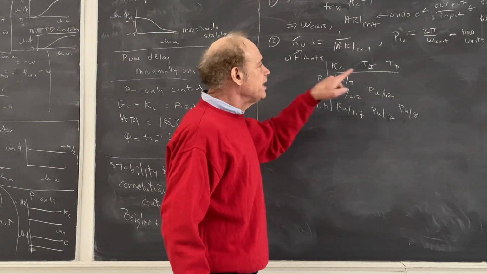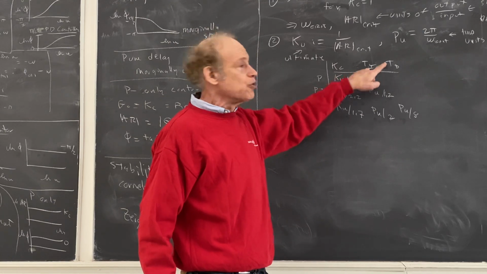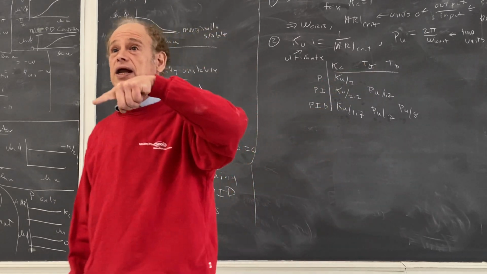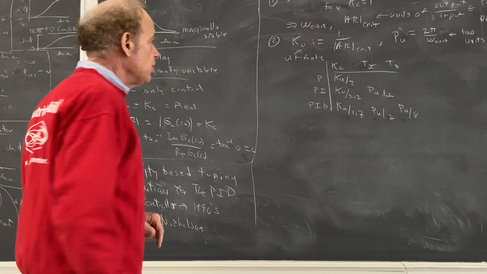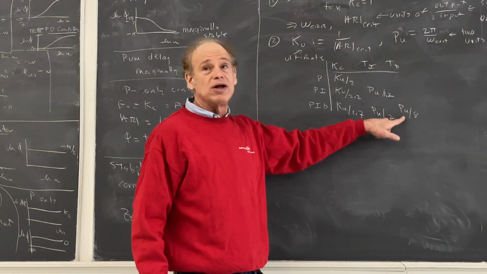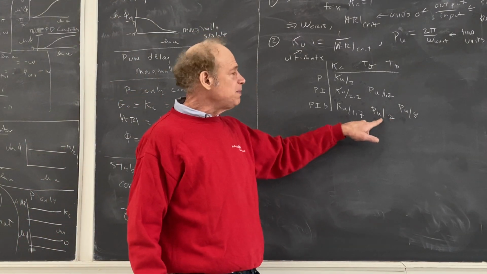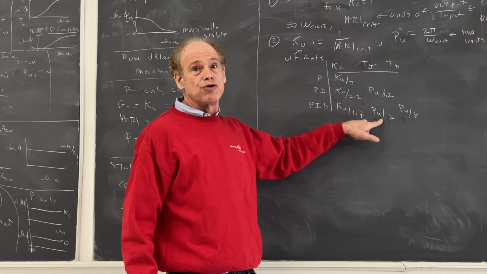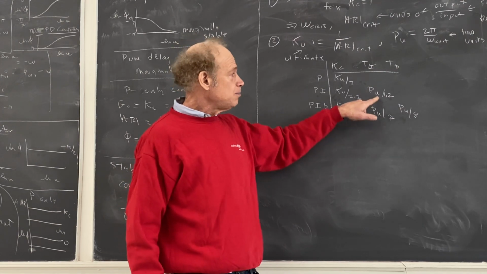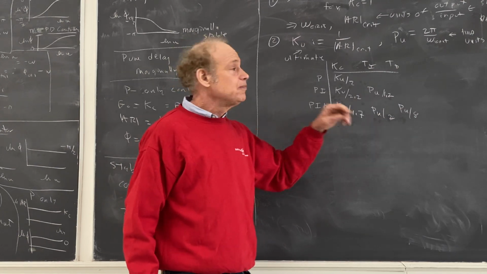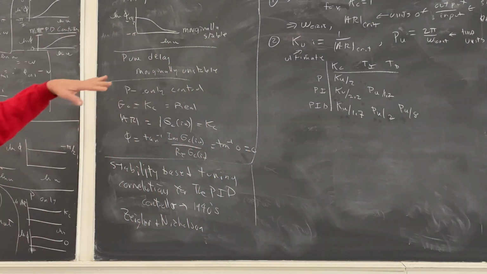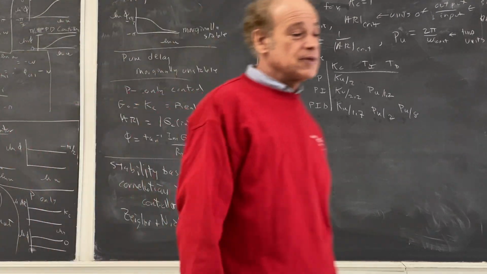When KC gets bigger, I'm more aggressive. When TD gets bigger, I'm more aggressive. The TI sits in the denominator, so when it's smaller, it's more aggressive. So this tells me when I have the differential controller here, I can be a bit more aggressive on the integral controller, because I can make this smaller. The exact numbers come from the correlation, but the directions that the numbers go make perfect sense. Any questions on that?